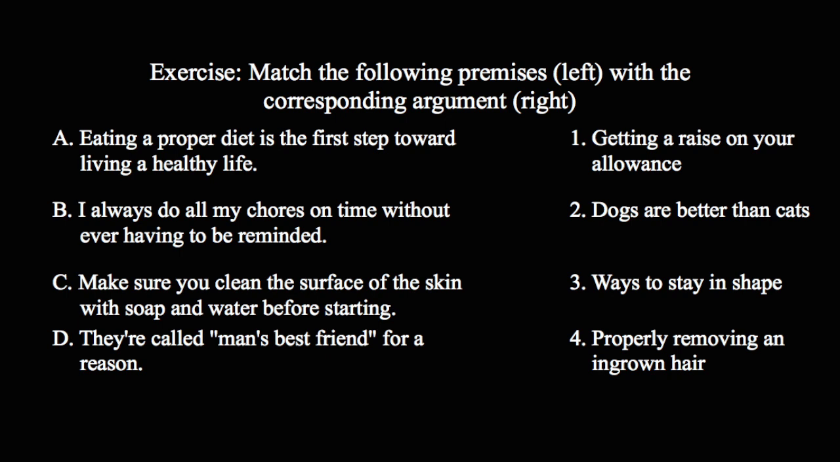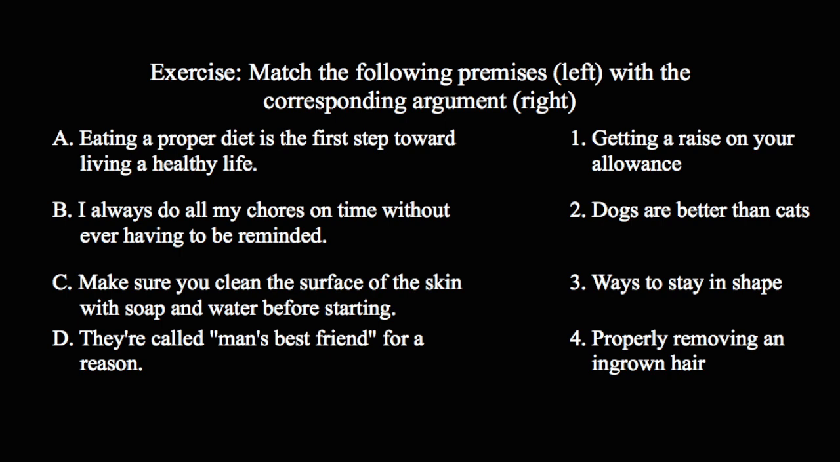So each of the statements on the left are premises to build up an argument. And the goal of this exercise is to take those premises and match them up with the correct argument. So let's look at number 1 on the right. Getting a raise on your allowance. So let's look at the premises on the left and see which one would probably best match with that one. Is it A, eat a proper diet? That doesn't seem like it would do anything with an allowance.